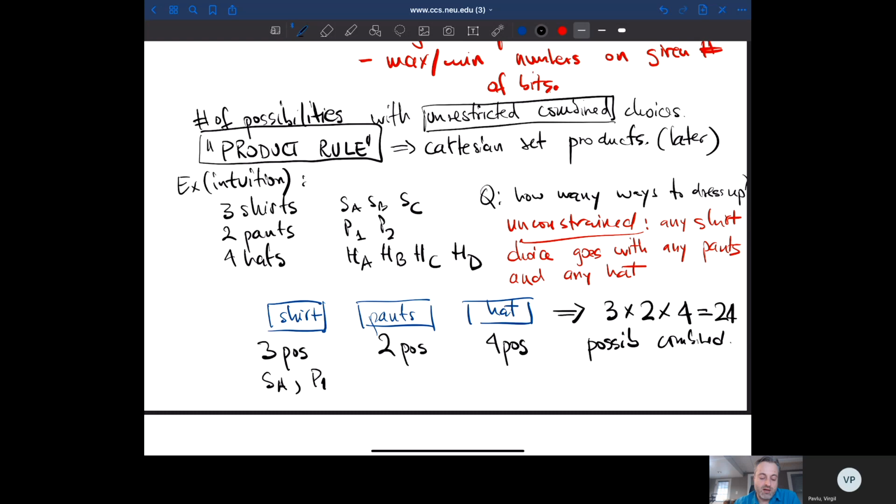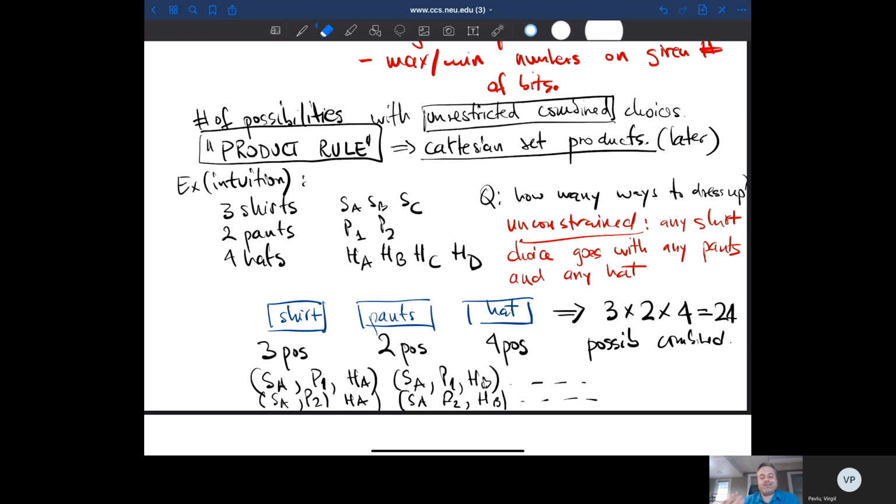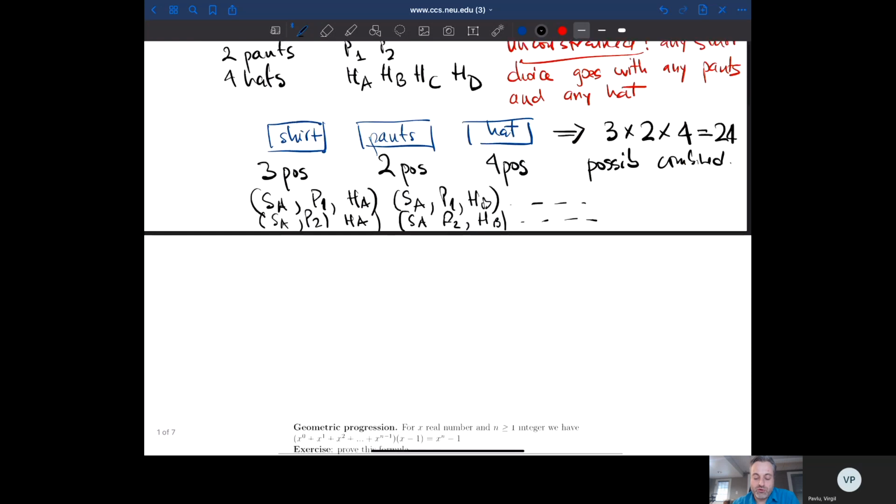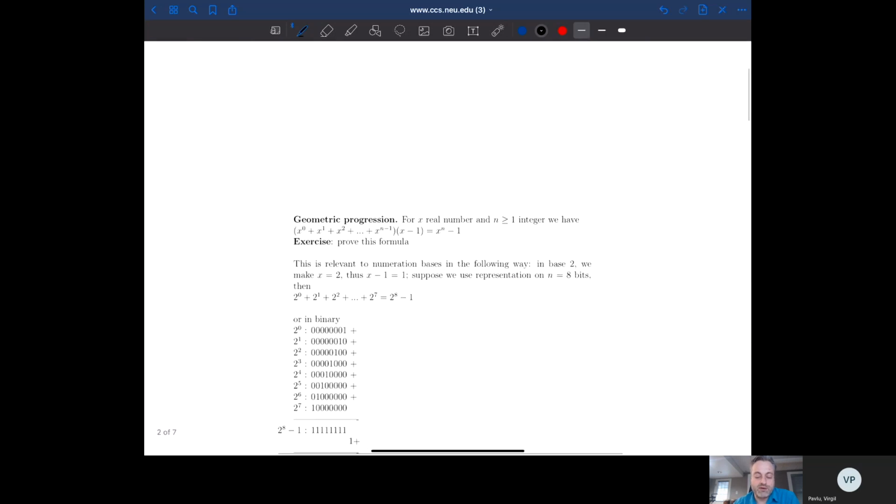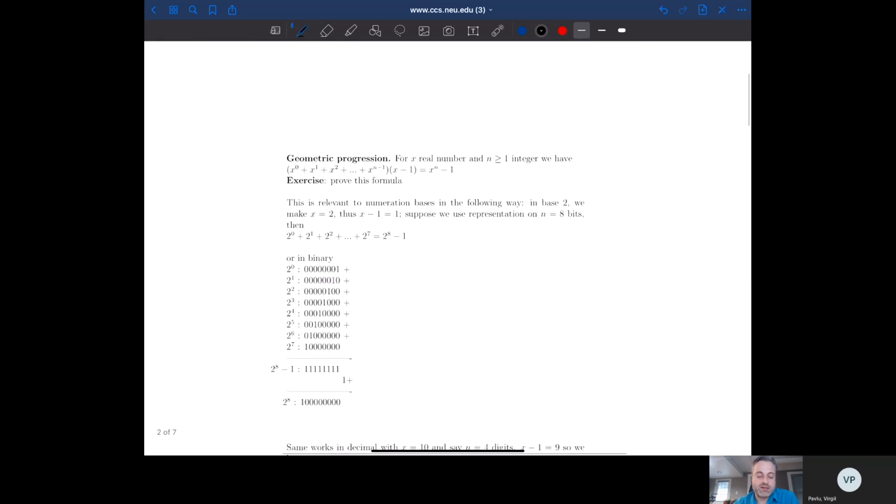I can do shirt A with pant 1 with hat A. That will be one possibility. I can do shirt A with pant 1 with hat B, and so on and so forth. Or I can do shirt A with pants 2 with hat A, shirt A with pants 2 with hat B. Again, we're going to talk about Cartesian set products that follow these rules. But I want you to understand that mechanism because of what I want to show you. This is the note that we have on the website that talks about this kind of thing.